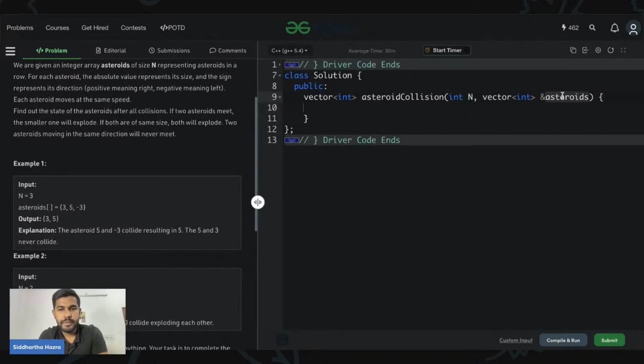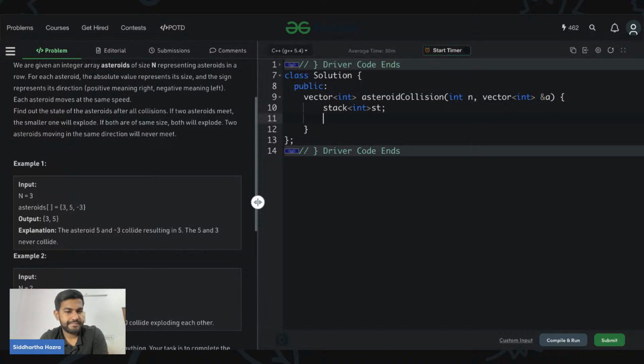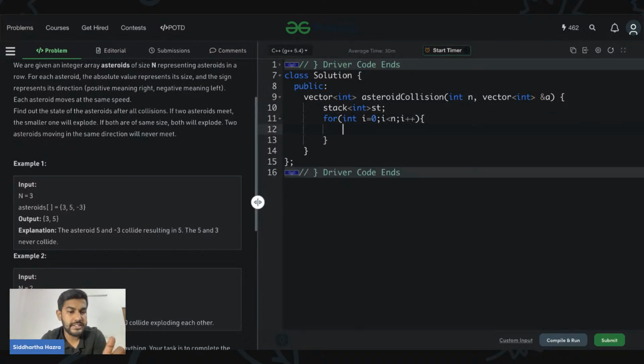So I'm a very lazy person, I would have this as A and this as lowercase m so that I don't need to press shift or caps lock again and again. So I would have a stack of integer because we are having integers. Okay, stack st, simple enough. Now I would be iterating over the for loop: for int i equals 0, i less than n, and i plus plus, to iterate over all the elements.